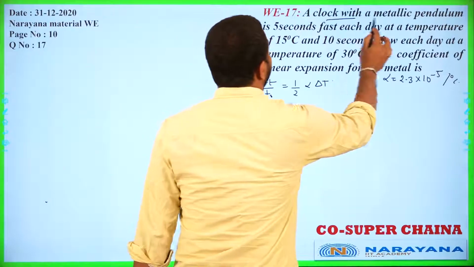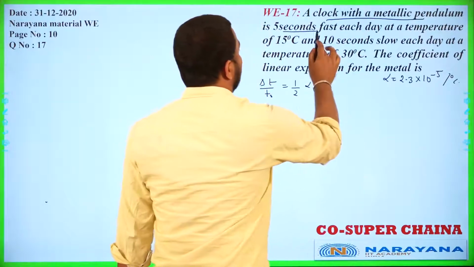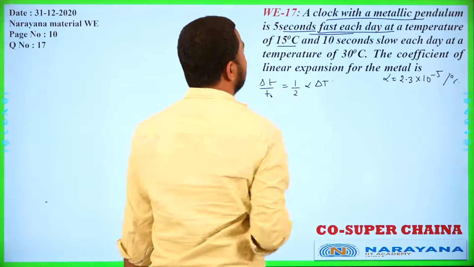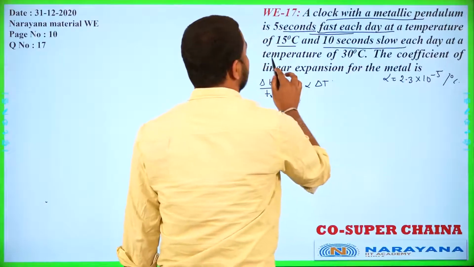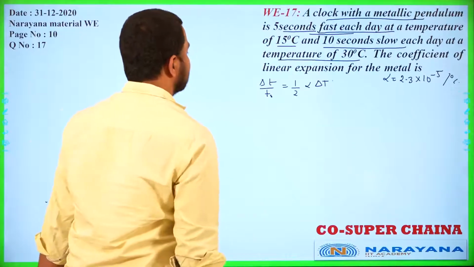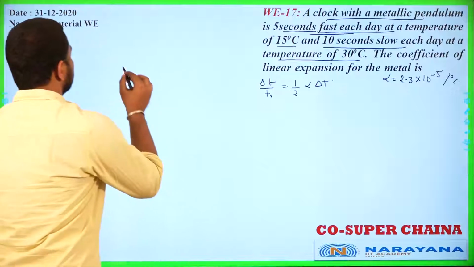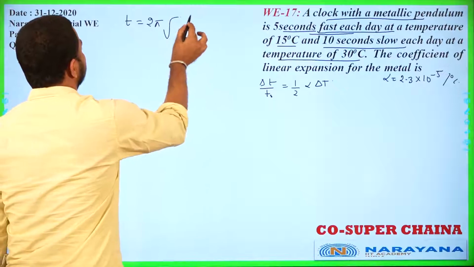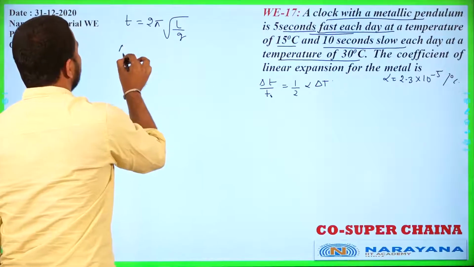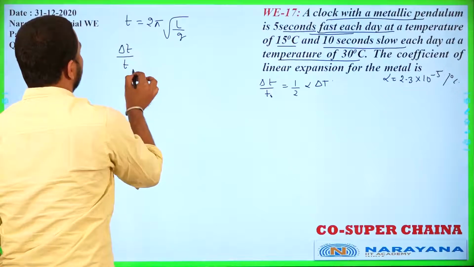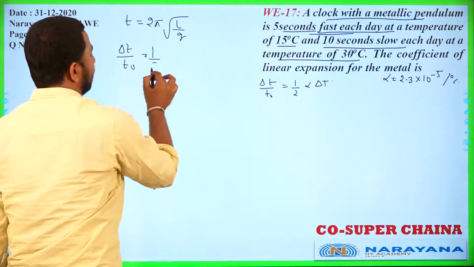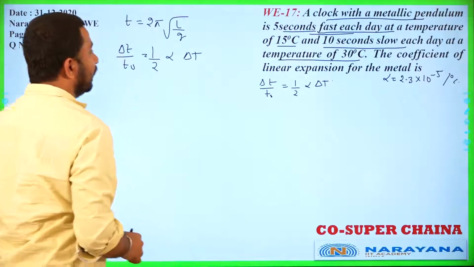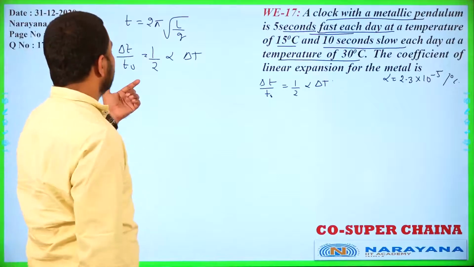A clock with a metallic pendulum is 5 seconds fast each day at a temperature of 15 degrees Celsius and 10 seconds slow each day at a temperature of 30 degrees Celsius. Students, we know the time period relationship T equals 2 pi root over L by g. From there we can calculate delta T by T naught, which comes as half alpha delta T. Now you need to substitute the values here.